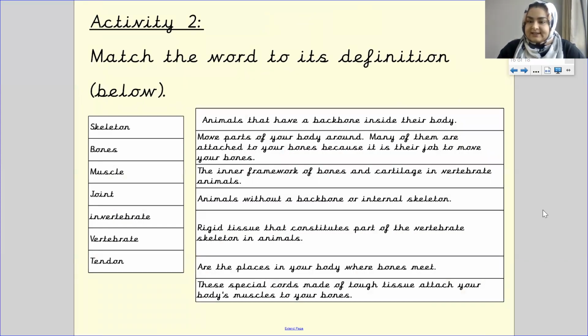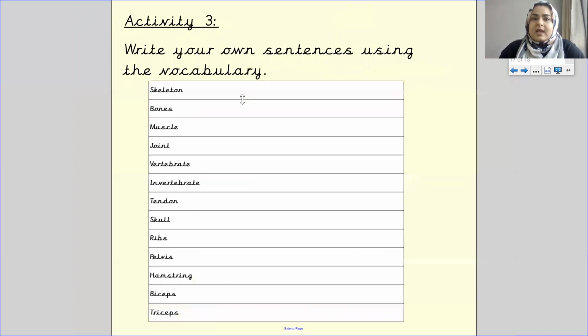Activity 2 is as follows. You need to match the word to its correct definition. So I've given you some words here, and the definitions are here, and I want you to match the words to the correct definition, okay? Activity number 3 is write your own sentences using the vocabulary. So I've given you a selection of keywords, and what I would like you to do is use the information from this lesson today to write your own sentences for these words.